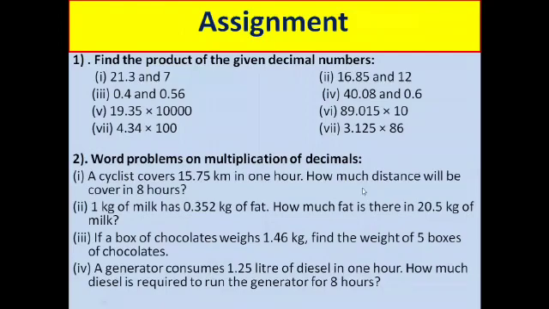So here is the assignment of questions on multiplication of decimals for you. Just practice it and see how you find it.